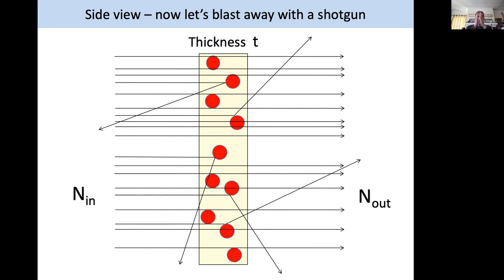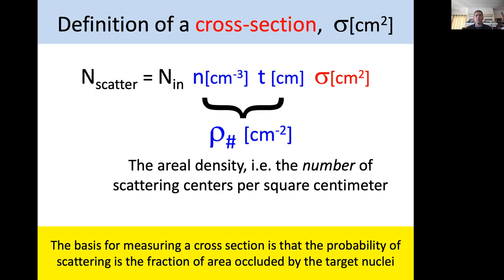For a known thickness, i.e. a known number of scatterers in there, one can derive the physics quantity of interest, which we denote as small sigma, measured in centimeters squared, with what I call the areal density. This is my own nomenclature to distinguish it from mass density. I put the little hash sign below, number density, which is the number of scatterers per square centimeter.